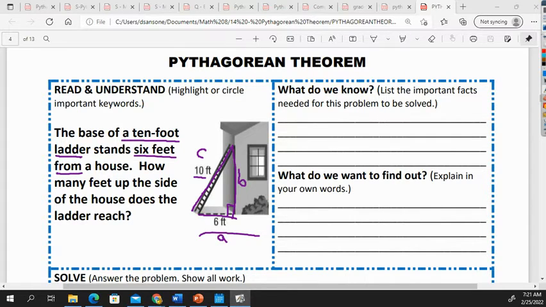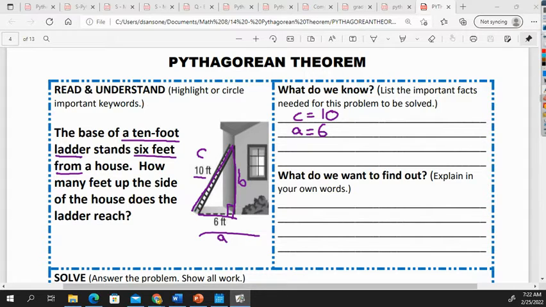So looking at this, it says, what do we need to know? List the important facts for this problem. Well, we're trying to find that missing side, B. So what do we need to know? We need to know what the hypotenuse is, and we need to know what one of our legs is. We would want to just say that C, the hypotenuse, is 10. And we also want to make sure that we know what A is. We know that would be 6.